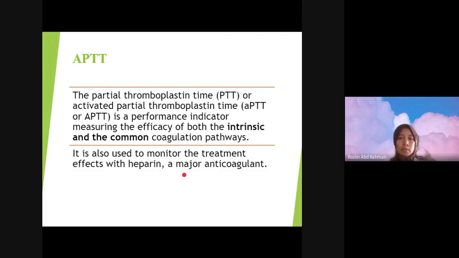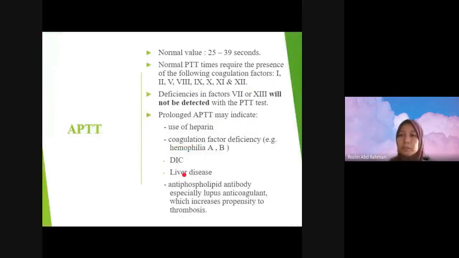Selalu kita tak tengok asing-asing PT dengan APTT tu. Selalu kita akan kata okay, check for the coagulation profile of this patient. Orang nurses tahu kita akan tengok PT and APTT. Okay, so sebab kita tengok pada dua-dua, the both intrinsic and extrinsic. So if the APTT is prolonged, then you know somewhere in the intrinsic and common pathways are having a problem. If the PT is prolonged, then you know the extrinsic and the common pathways probably having a problem. Okay, so we can determine the cause of the clotting disorder, which factor is involved.